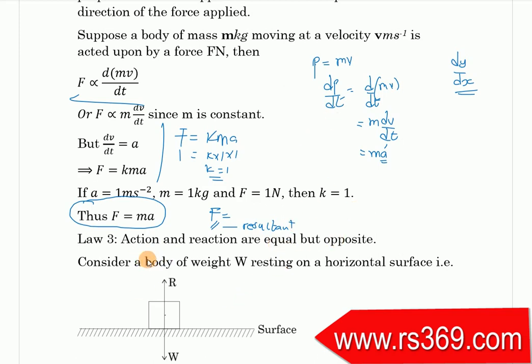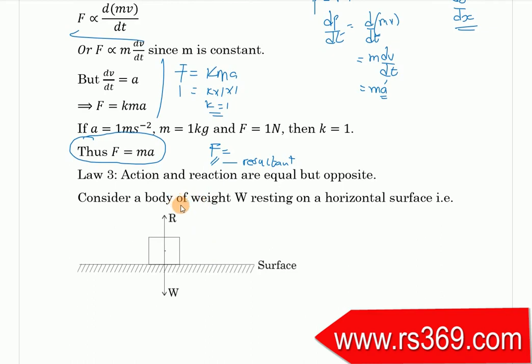The third law is saying that action and reaction are equal but opposite. So whenever there is an action, there is an equal but opposite reaction. Now consider a body of weight W resting on a horizontal surface. When that body is resting there, the weight of the body is acting vertically downwards. And because of the weight of the body applied on the surface, there will be a reaction which we call the normal reaction, because it is normal to the surface in contact with the body.